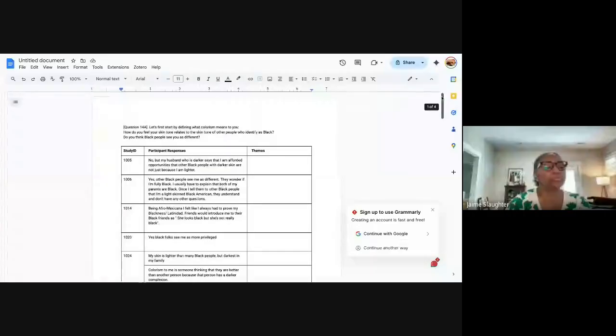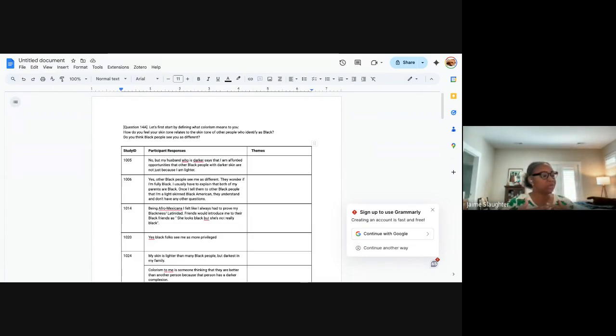So these were responses from the colorism in healthcare study. Participants were asked this one question: Let's first start by defining what colorism means to you. How do you feel your skin tone relates to the skin tone of other people who identify as Black? Do you think people see you as different?